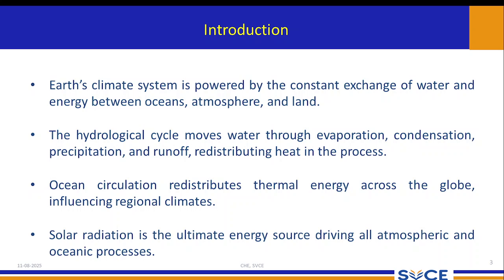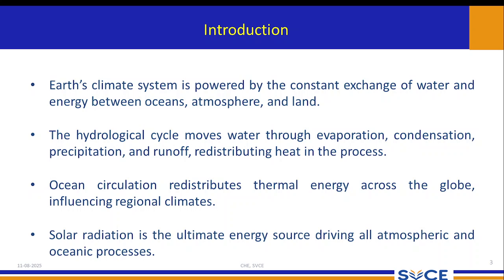the water from rainfall which, when it passes to the land, is a runoff, or infiltration, which is getting into the earth's surface to increase the level of underground water. So the hydrological cycle redistributes the heat in the process.